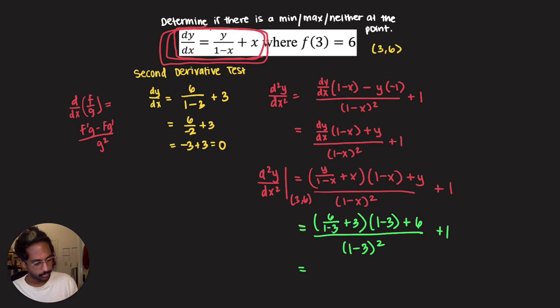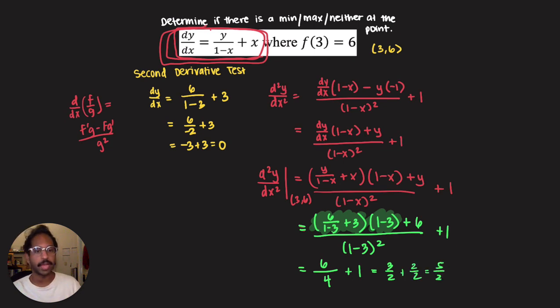This whole thing will equal 0, because 0 times anything is 0. So in the numerator, we're just left with 6, over 1 minus 3, which is negative 2, squared, is 4, plus 1, which is 3 over 2 plus 2 over 2, which is 5 over 2. Really, the actual number doesn't matter. What matters here is that our derivative is positive. It's greater than 0.